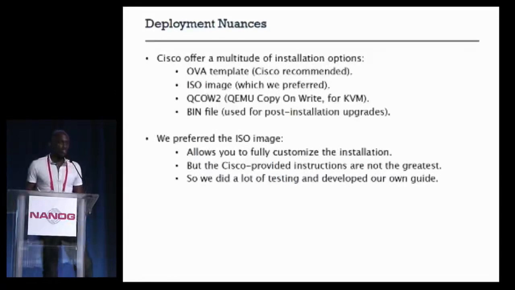Cisco ships the CSR1000V in multiple formats. We went with the ISO image, which gives you a lot more options for deployment. But the documentation, at the time, was pretty bad, so it took us a little while to get around the setup. I think the documentation is much better now, but at least you get the chance to customize your deployment a lot more with the ISO image. The bin file is quite nice because that's just a simple, regular upgrade: upload, reboot, and then you've upgraded it.